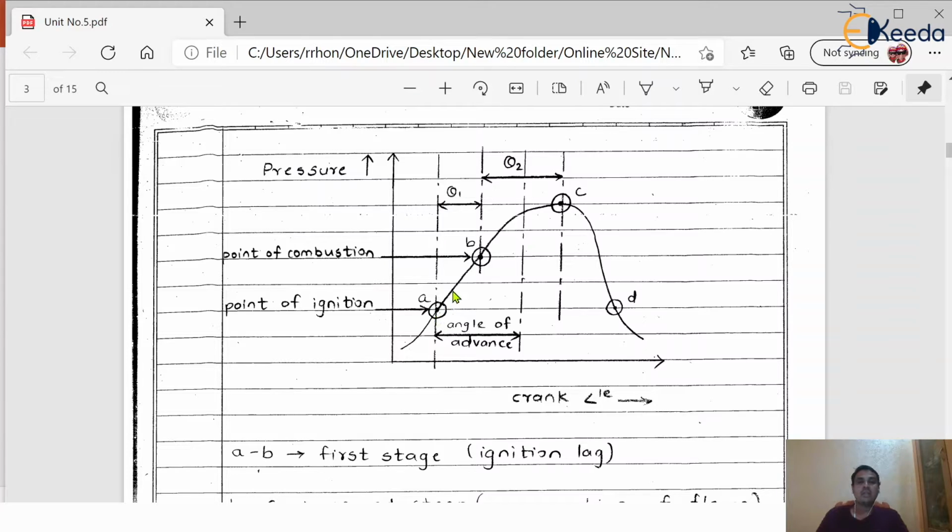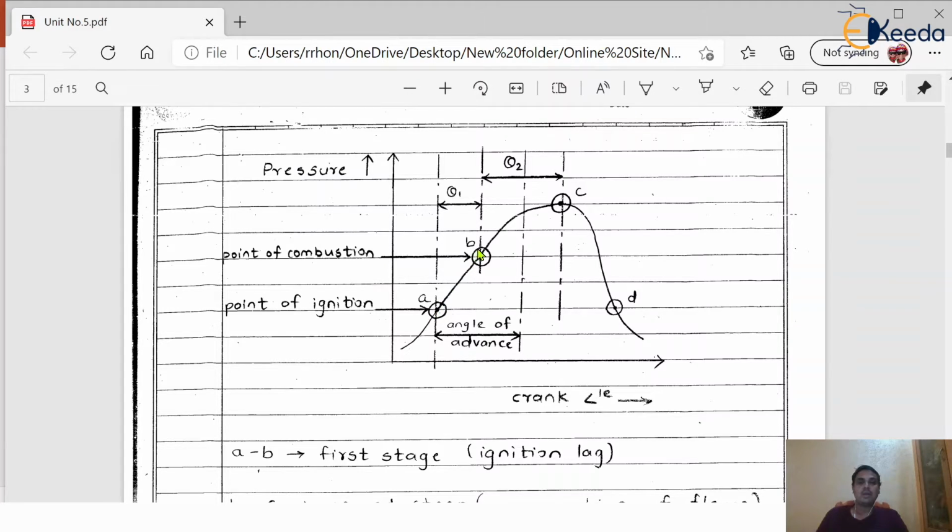So the process A to B represents the first stage, which is called the ignition lag. At the end of the compression stroke, the spark plug provides the spark at point A, but actual combustion will start to take place from point B. Here we can see point B is the point of combustion. So the A to B process is called the ignition lag. Ignition takes place at point A, but actual burning of the air fuel mixture will start at point B. Point B is called the point of combustion, and point A is called the point of ignition.